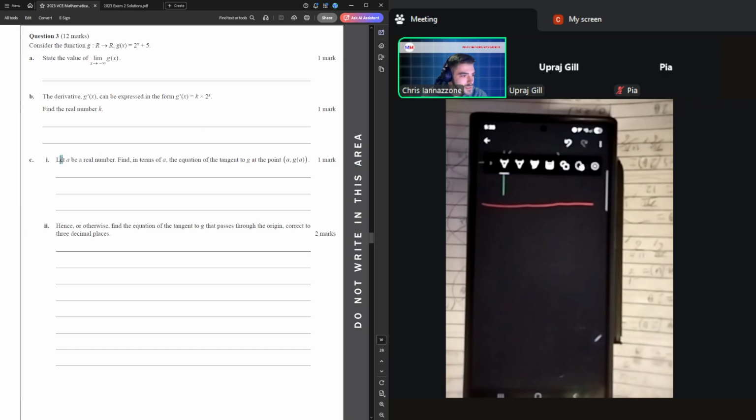Part C i. A is a real number. Find, in terms of A, the equation of the tangent to G at that point A. So reminder, G is this function up the top, G of x. We're trying to take a tangent at some point A. We want to figure out the equation of that tangent. There's an easy way and a hard way for it. Remember, it's 1 mark, so if you can just get the answer, it'd be advisable to do so.